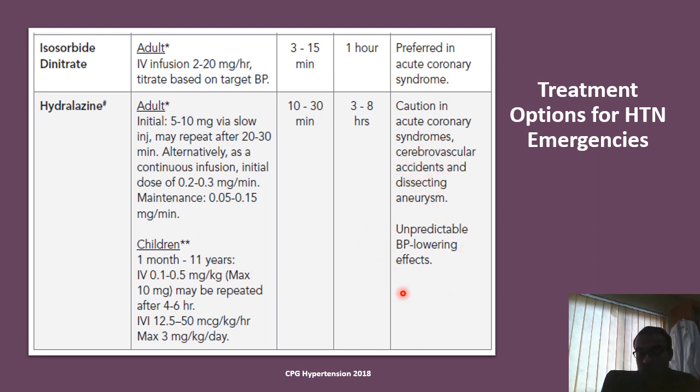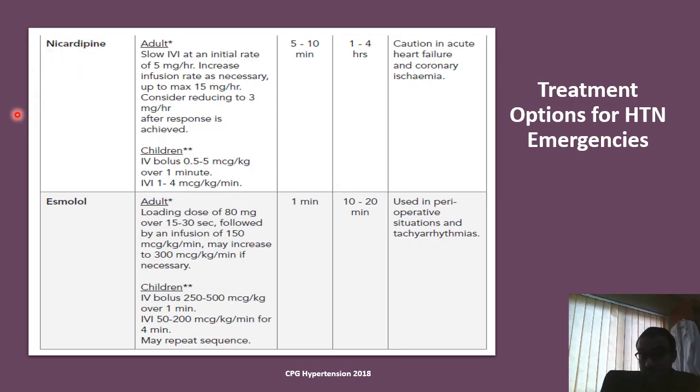And we also have to take note that hydralazine, compared to other agents, has a blood pressure lowering effect that is to some extent unpredictable. We have nicardipine, with caution in acute heart failure and coronary ischemia. We have esmolol, used in the preoperative situation and tachyarrhythmias, one of the common agents to be prescribed in tachyarrhythmias in hypertensive emergency.